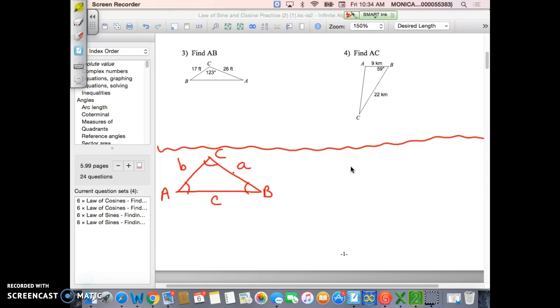Okay. So the first thing we're going to learn is law of cosine. The law of cosine is used in two different scenarios. The first scenario is that you have two sides and an included angle. Two sides plus included angle.